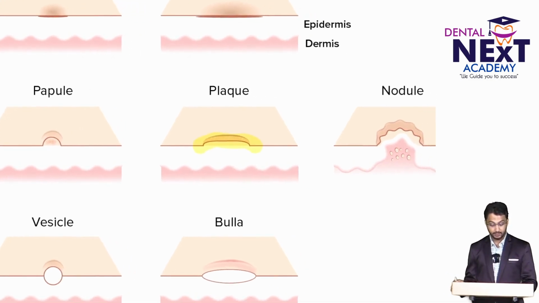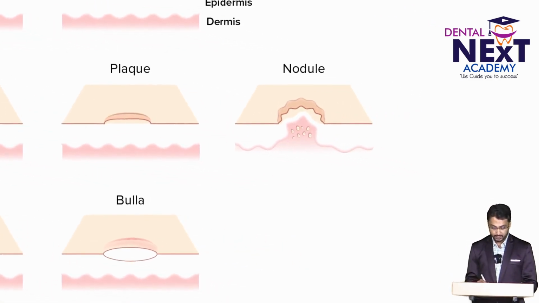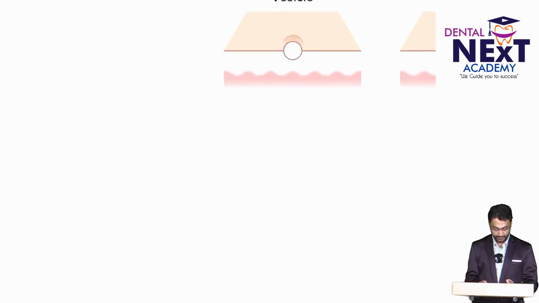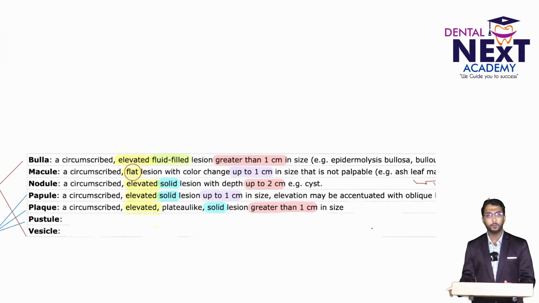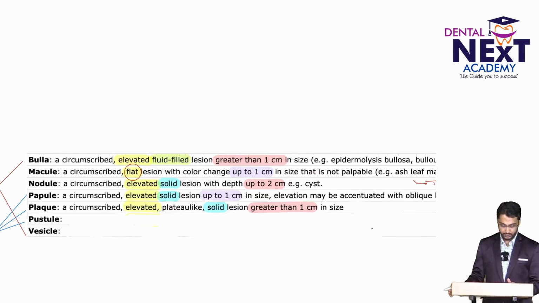Okay, it's plaque. Nodule, see the feature there. It's more kind of an, no, it's not a direct elevation. That's the difference basically between nodule and a papule. Okay, so that's the nodule, which is up to 2 centimeter. Papule is up to 1 centimeter. Plaque greater than 1 centimeter. Now see, you don't need to exactly know what greater than, less than. So just know the difference. Elimination is much more important.